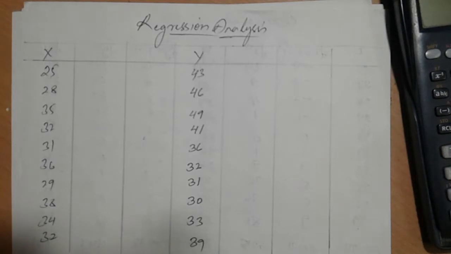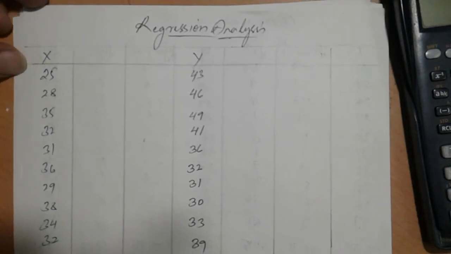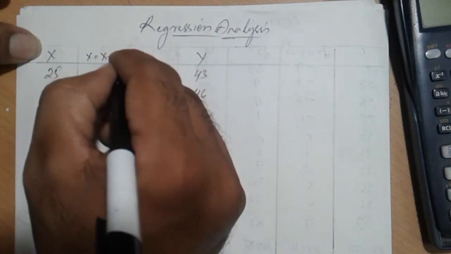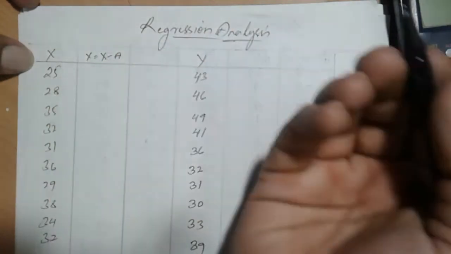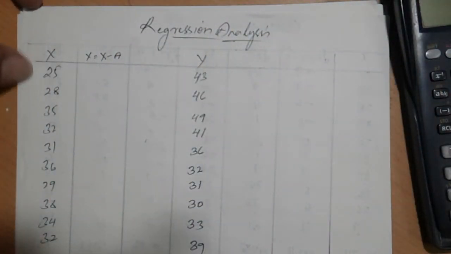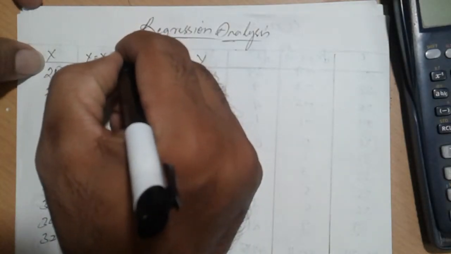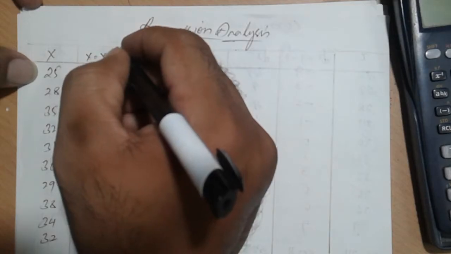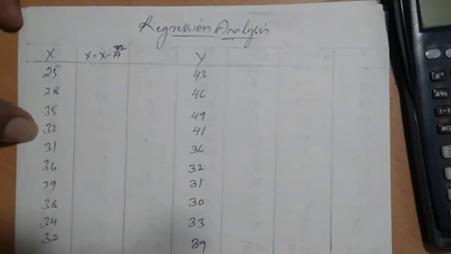I have already written x and y here. Now let's start. We have to make a new x from this old x by deducting an assumed value. We can take any easy assumed value, 25, or 35, or 32. For example, I'm taking 32, any value.